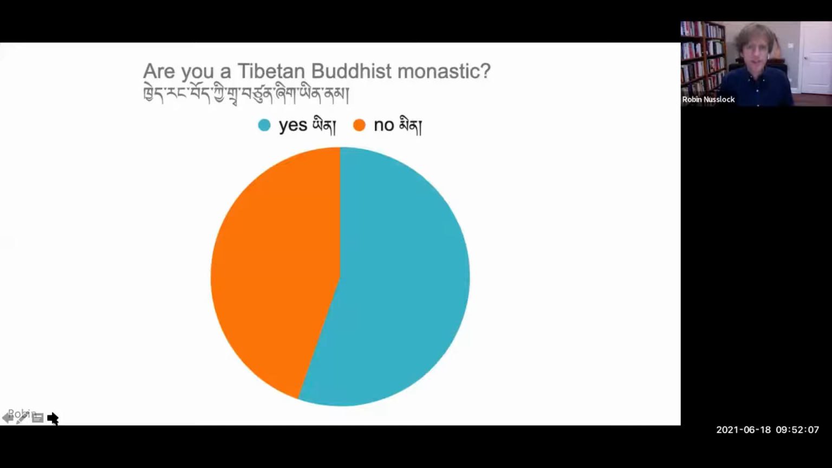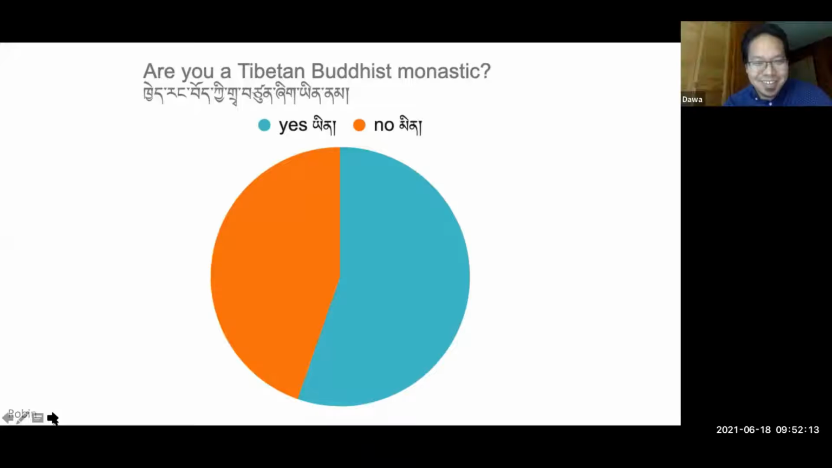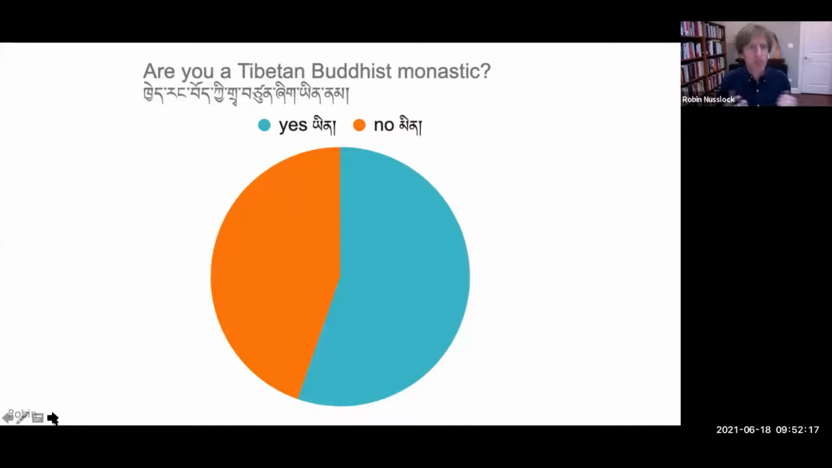So these are the first data from our questionnaire. Congratulations, here we are. And this is a depiction or a display of the proportion or number of people that are Tibetan monastics versus the number of people who are not Tibetan monastics who completed this particular self-report.